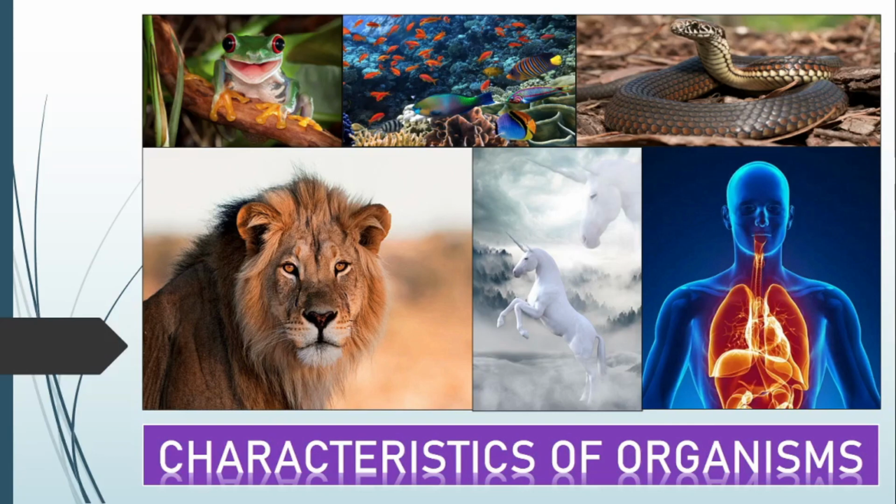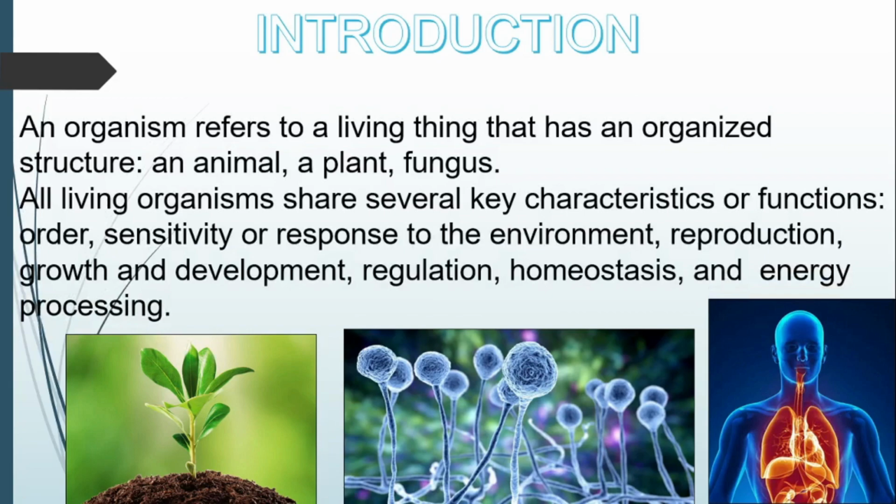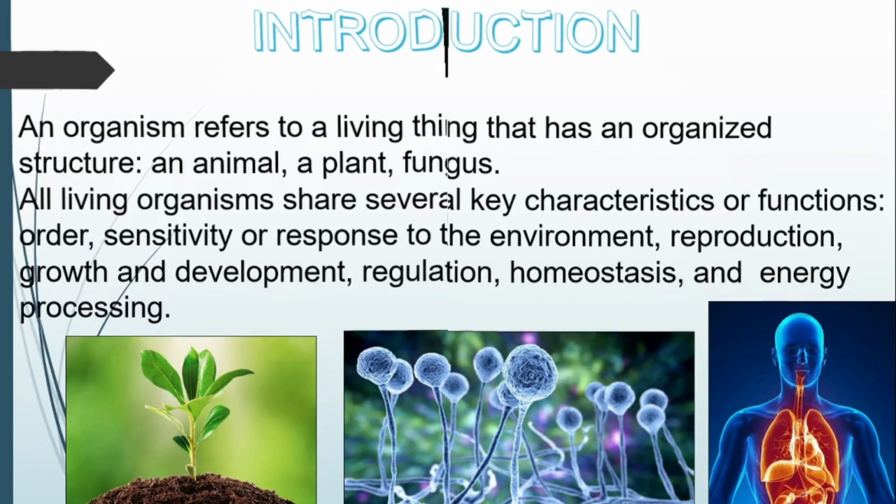Grade 10 Science, Unit 8: Characteristics of Organisms. Before we start the lesson, let's look at the introduction. An organism refers to a living thing that has an organized structure. It could be an animal, a plant, or a fungus. All living organisms share several key characteristics or functions. They are order, sensitivity or response to the environment, reproduction, growth and development, regulation, homeostasis, and energy processing.